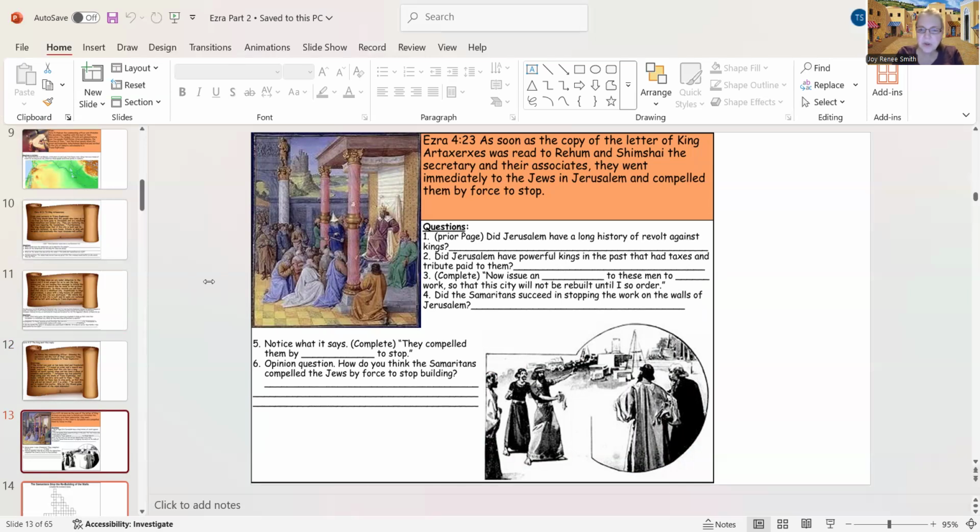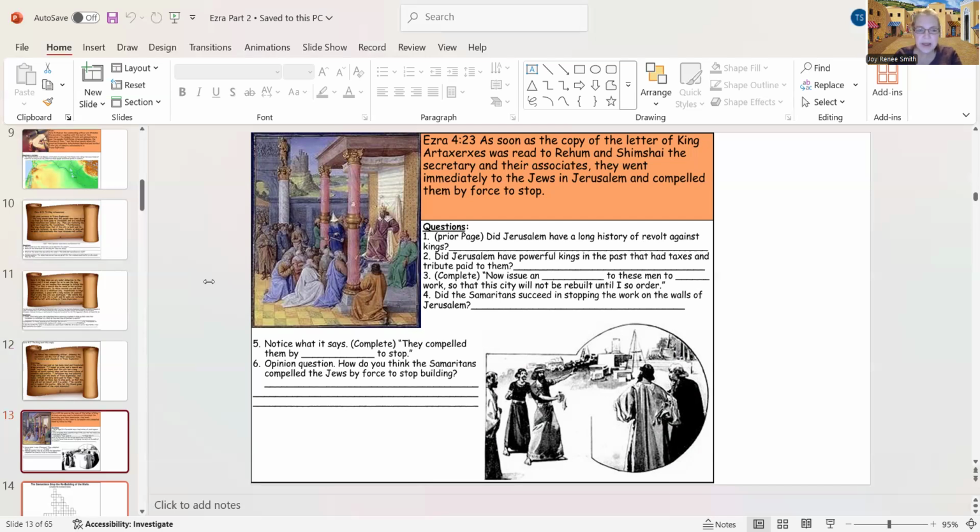Did Jerusalem have a long history of revolt against kings? Yes. Did Jerusalem have powerful kings in the past that had taxes and tribute paid to them? Yes. Now issue an order to these men to stop work so that this city will not be rebuilt until I so order. Did the Samaritans succeed in stopping the work on the walls of Jerusalem? Yes. And these walls will not start again until Nehemiah comes.